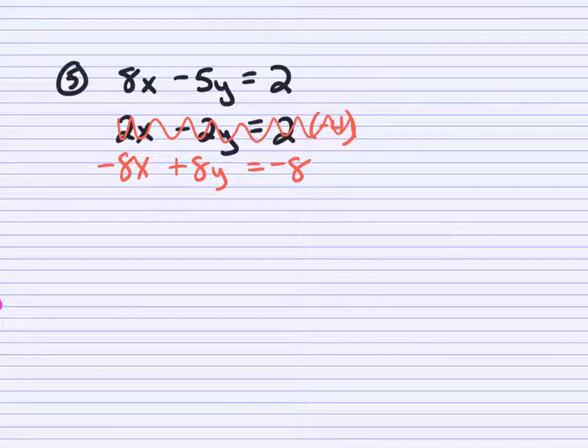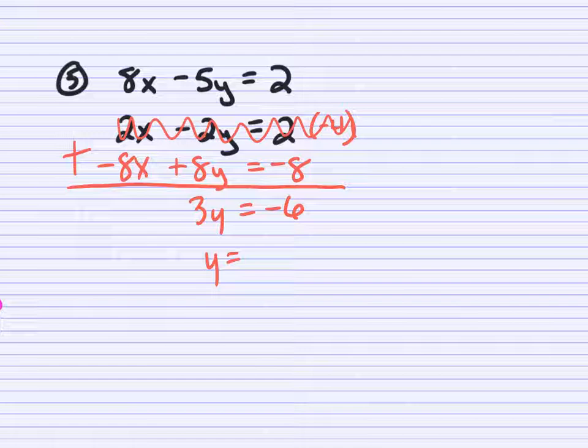From here, I see opposites now, so I'm going to go to addition. 8x and negative 8x eliminate. Negative 5y and 8y gives me 3y. 2 and negative 8 gives me negative 6. Upside down t, and I get y equals negative 2.